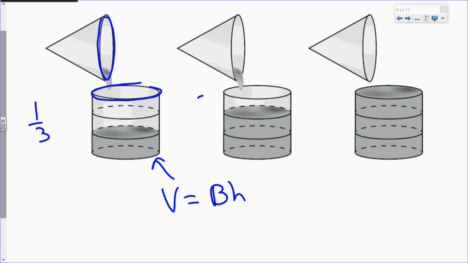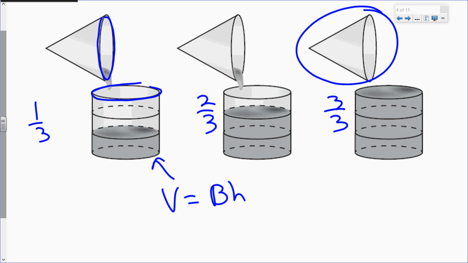Look at, here's 2/3 of a cylinder. Look at 3/3 of a cylinder. So I know that for a cone, it's the volume of a cylinder times 1/3. Think about that. Think of the volume. Fill up the cone, pour it in the cylinder, that's 1/3 of the cylinder. 2/3 of the cylinder. Fill up the cone again, pour it in, 3/3 of the cylinder, a whole cylinder.